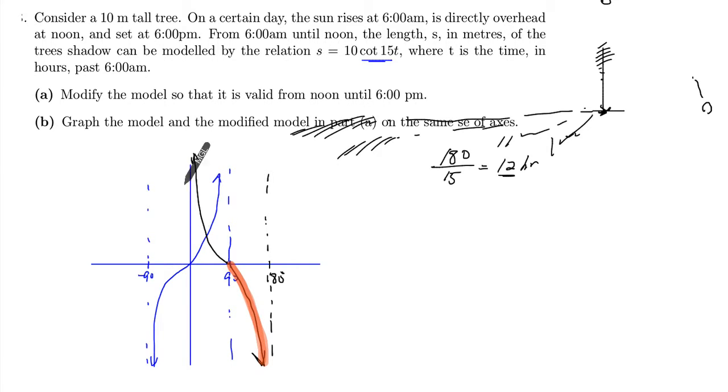Okay, so we want to move this graph. We want to shift it 90 this way. So we can do this: 10 cotangent of 15 t. To shift it to the left, you have to add by 90.